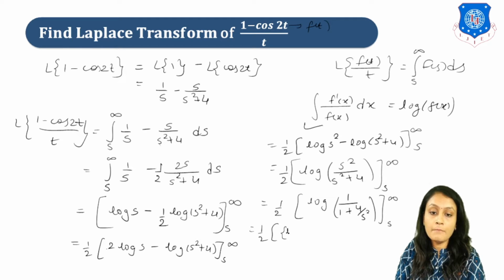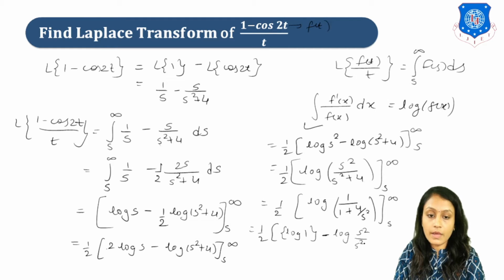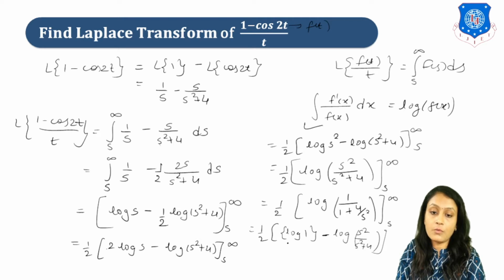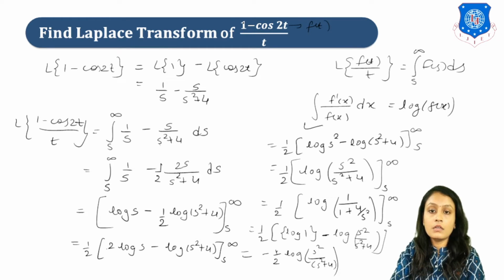So we will get only log 1 as upper limit minus, now again in place of s we have to substitute s. So this will remain as it is. And just simplify this. So again we will get this term, right? That is log s square upon s square plus 4. Okay, this is our limit. Now we know answer of log 1 is 0. So the final answer is minus 1 upon 2 log s square upon s square plus 4. Okay, right? So this is the answer of Laplace transform of 1 minus cos 2t upon t.